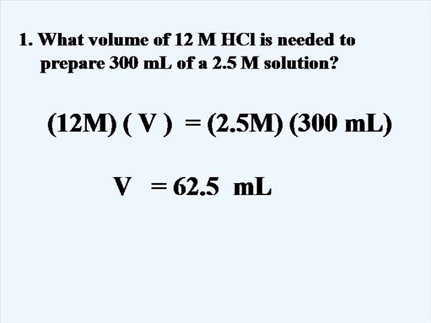Here's another sample problem. What volume of 12 molar HCl is needed to prepare 300 milliliters of a 2.5 molar solution? The original conditions, 12 molar, unknown volume, are set to the new conditions of 2.5 molar, 300 milliliters. The volume is 62.5 milliliters. What this means is if we pull out 62.5 milliliters of our original 12 molar solution and dilute it to a volume of 300 milliliters, we will have prepared a 2.5 molar solution of hydrochloric acid.